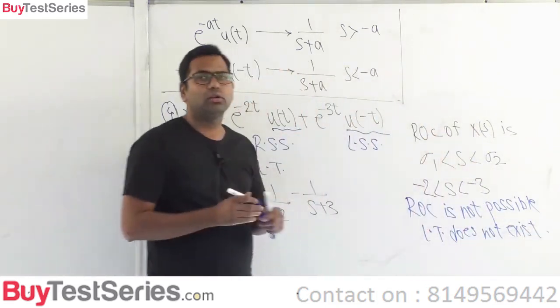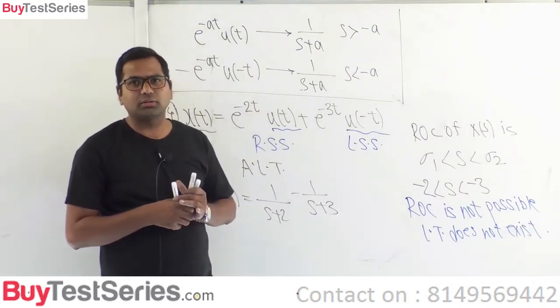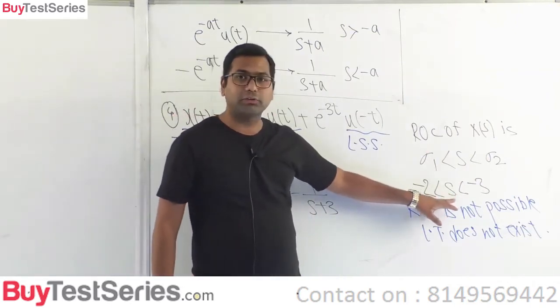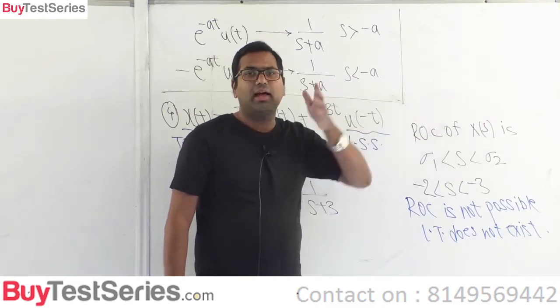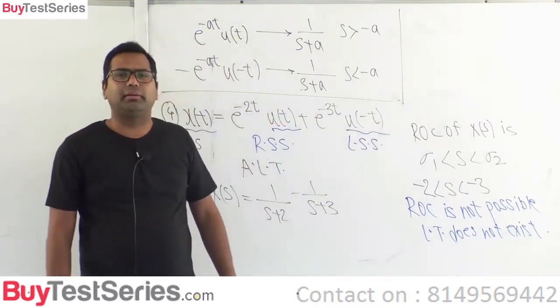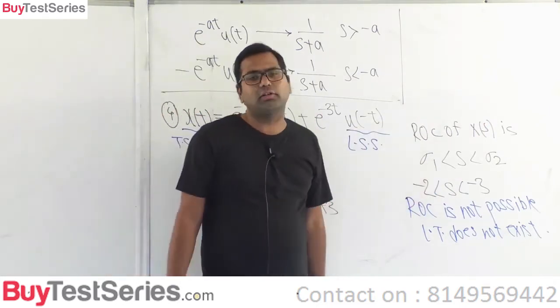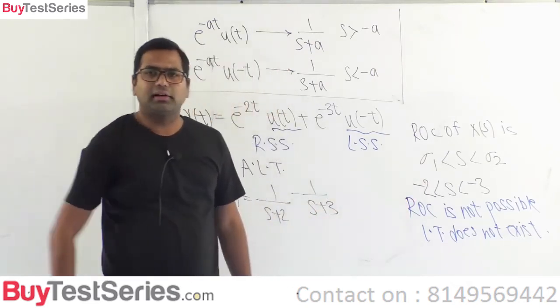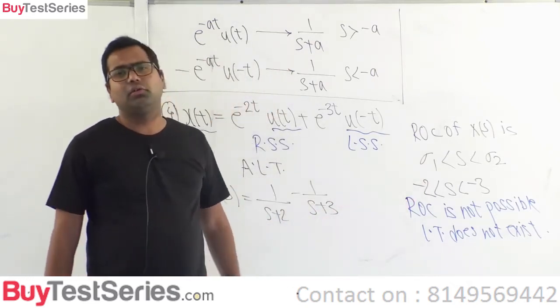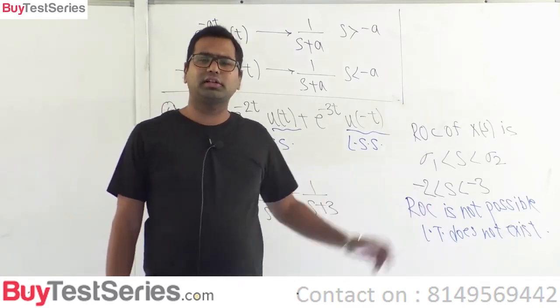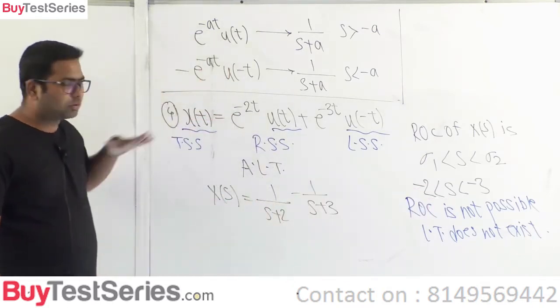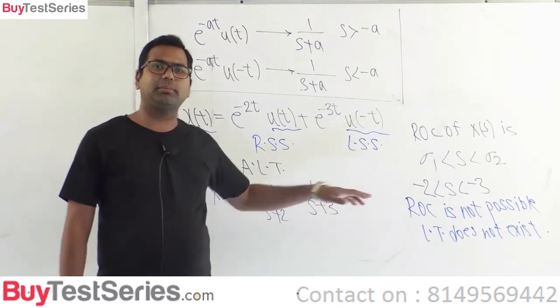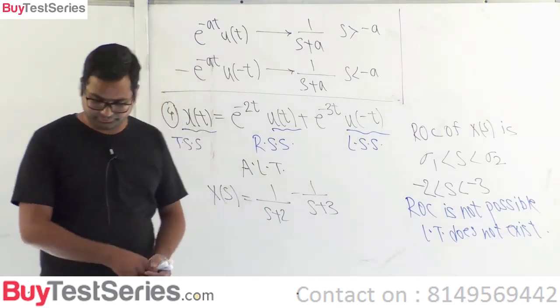I would repeat, why is the ROC not possible? Because you cannot have a value of S which is greater than minus 2 and less than minus 3 at the same time. Since you cannot have such a value of S, we will say that the ROC does not exist. And since the ROC does not exist, we will say the Laplace transform does not exist. Therefore, if such a question is asked, you have to say that the Laplace transform does not exist.